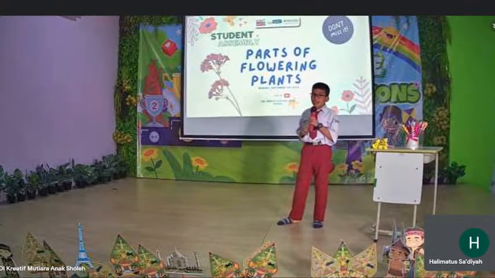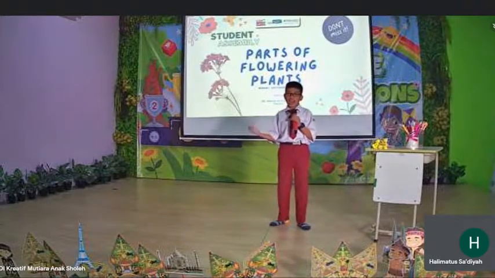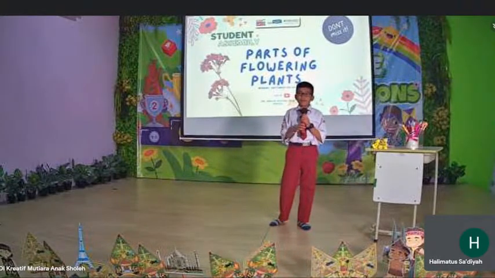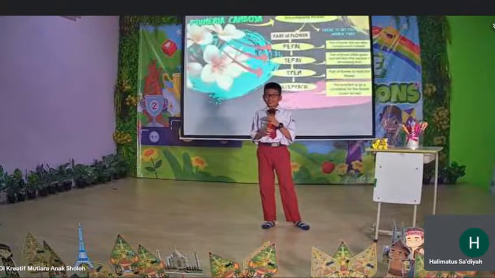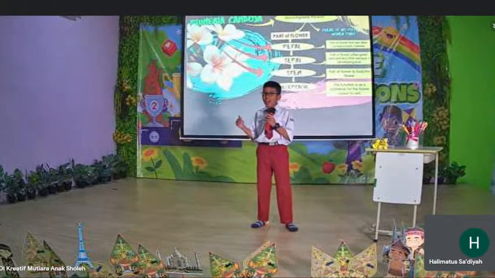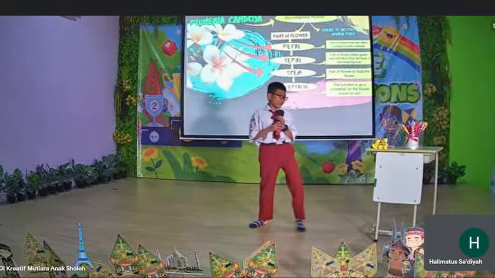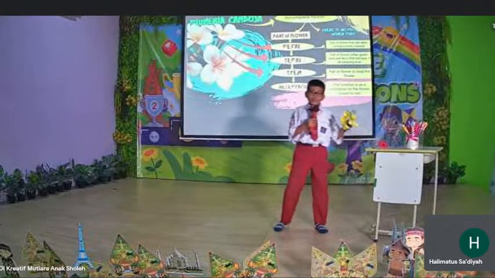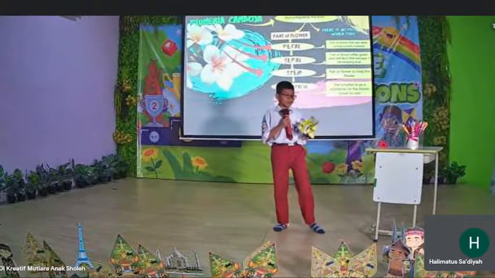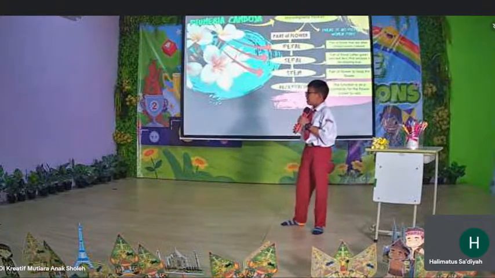Today I will present about the Kamboja flower. The Kamboja flower, or in Latin Plumeria, has two types. There are the yellow and white types and the pink and red types. But now I will present about the yellow and white types. The yellow and white types of Kamboja are incomplete flowers.